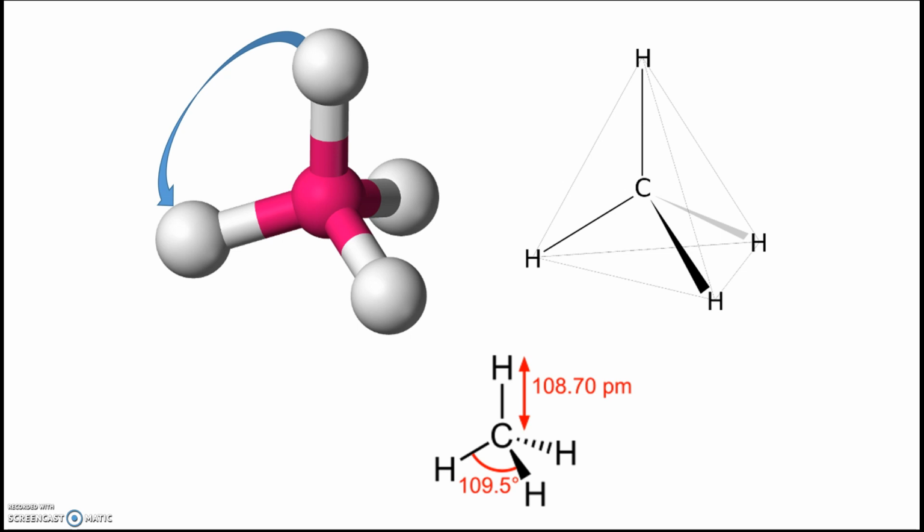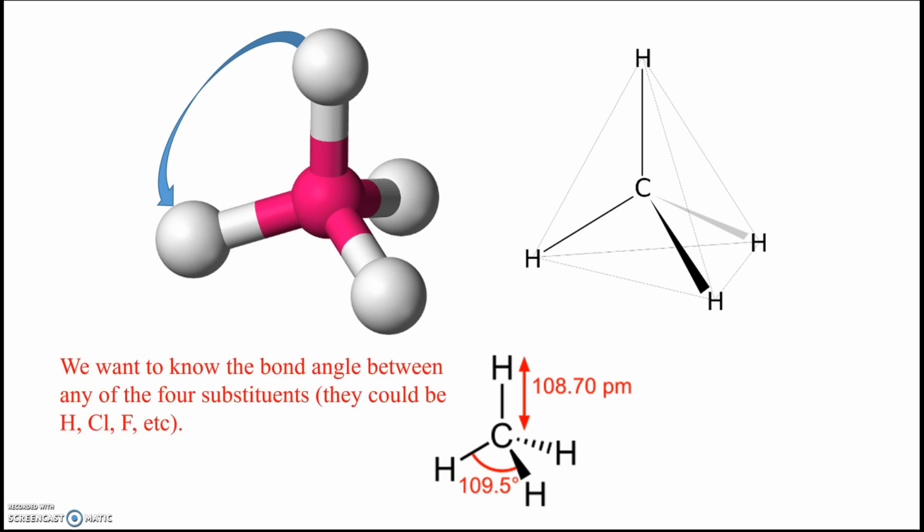And we get 109.5 degrees between hydrogen to carbon to hydrogen, no matter which ones you pick. And the bond length is 108.7 picometers. Now, we really want to know what this bond angle is between any of the four substituents. And it could be hydrogen, chlorine, fluorine, whatever. It doesn't really matter.